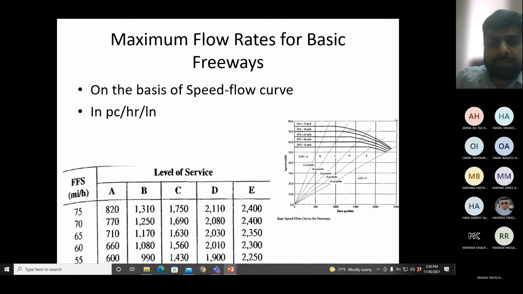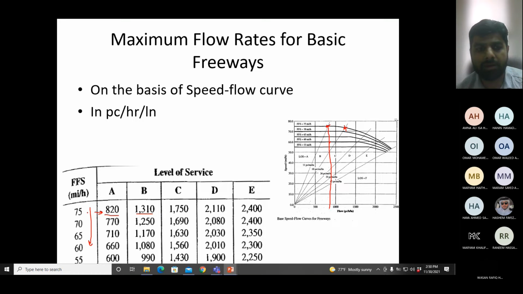These are the service flow rates which they have taken from the curves which are already plotted. For freeways, the curves are already plotted for 75, 70, 65, 60, and 55. Wherever the line was intersecting, they have found the service flow rate and written it in this table. At this point, the flow rate is 820, the value on the x-axis. By flow rate, I mean the value on the x-axis. The value for B is 1310. So these are the service flow rates for each level of service.